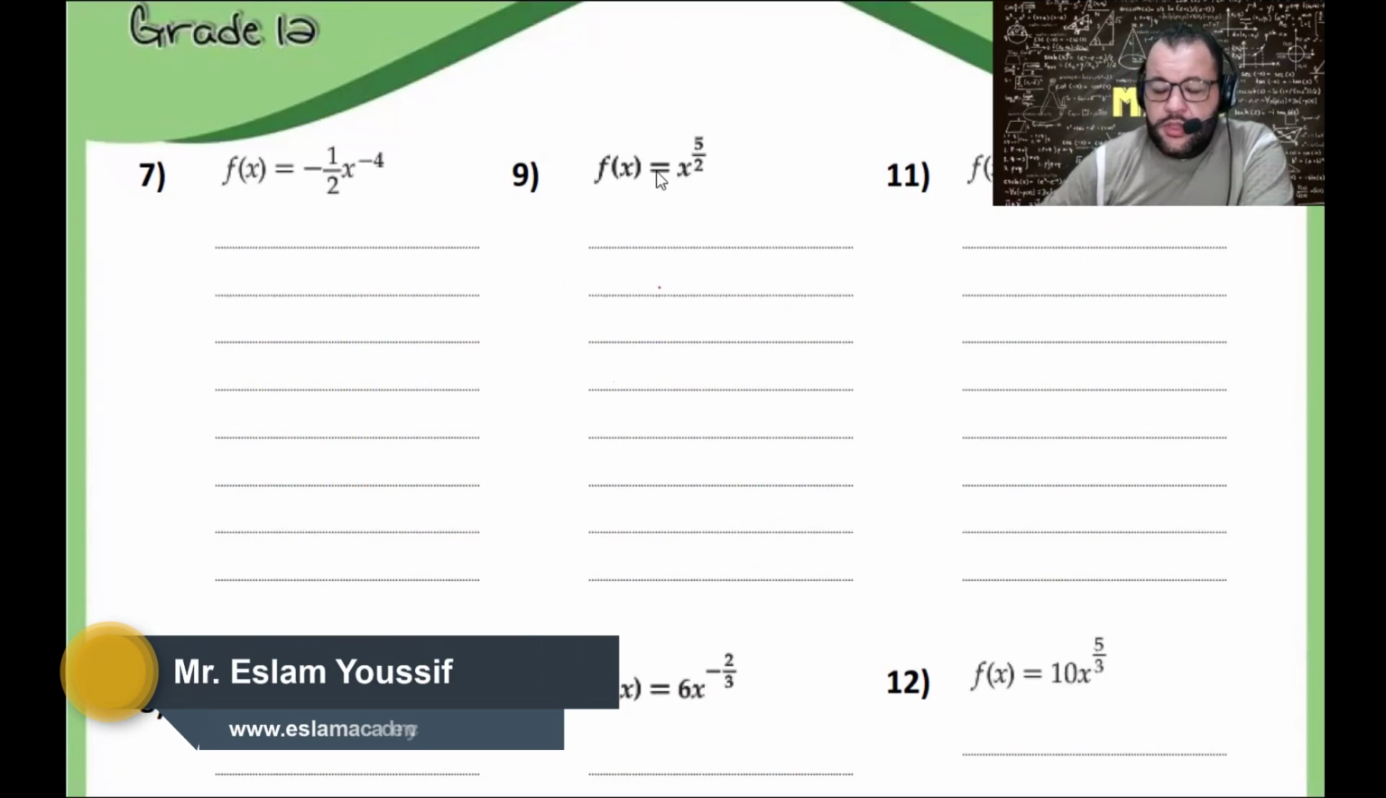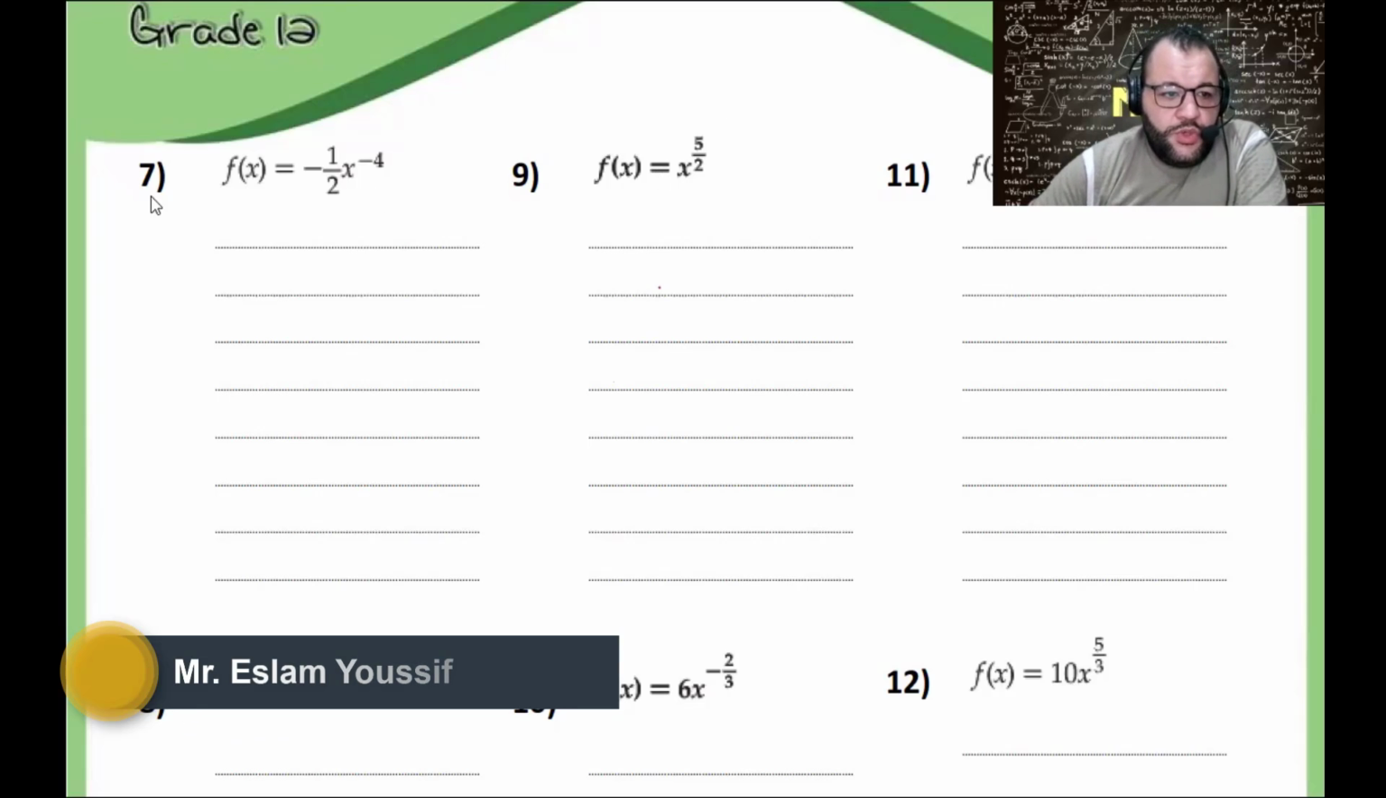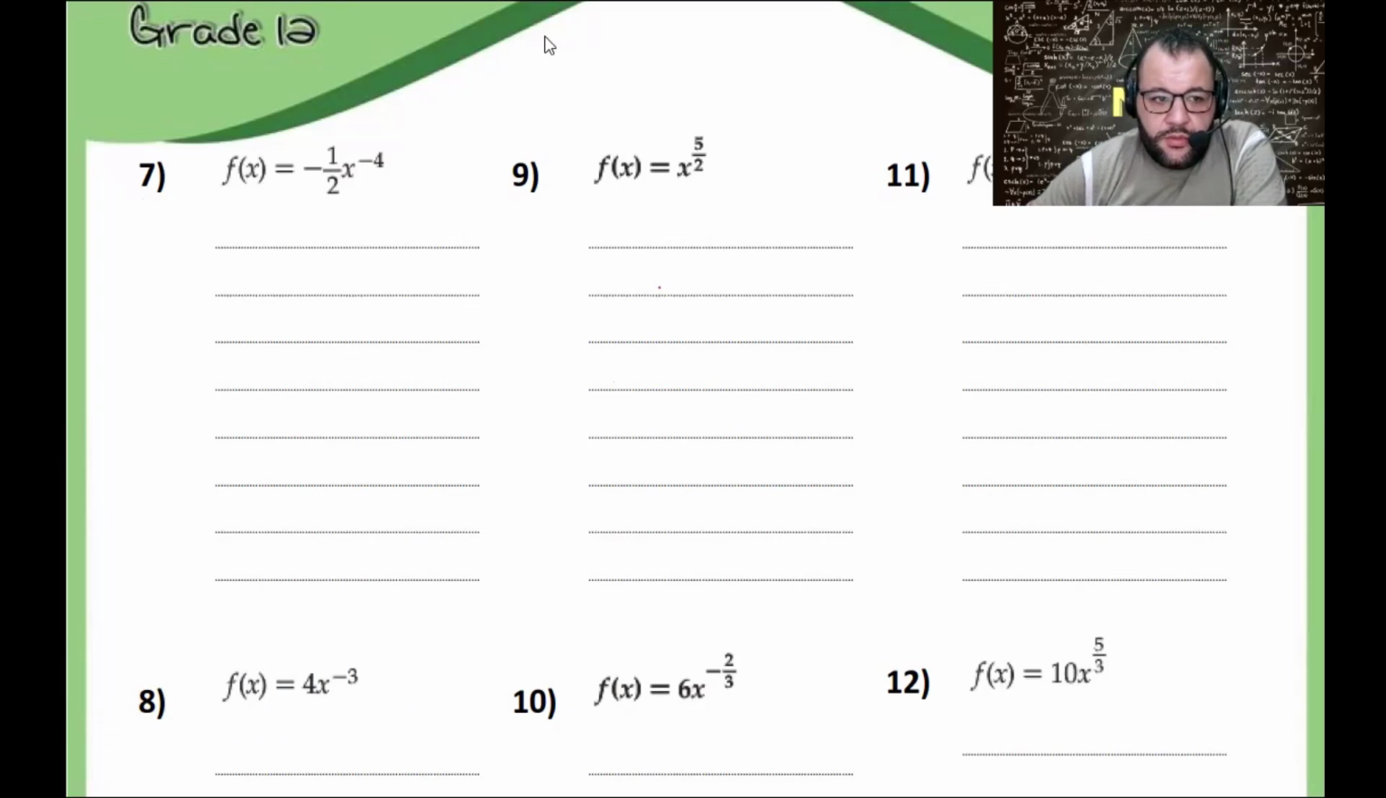Today, inshallah, we'll continue with radical functions. We finished number 7 last time, if you remember this one. Any problem for number 7? Oh, it was just the end behavior. The end behavior, I explained it yesterday.